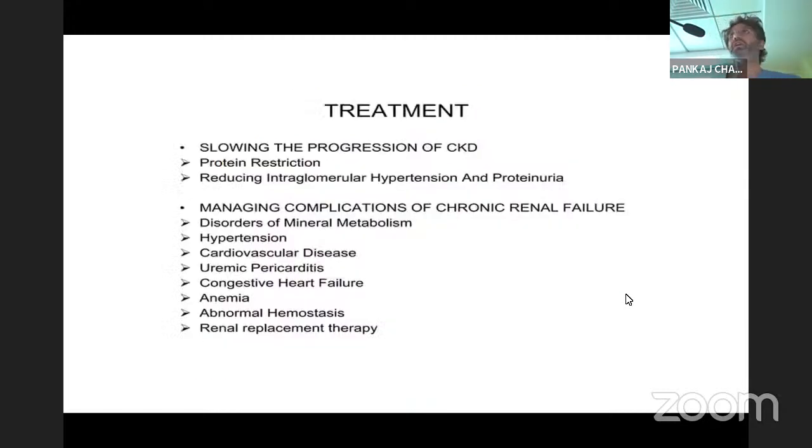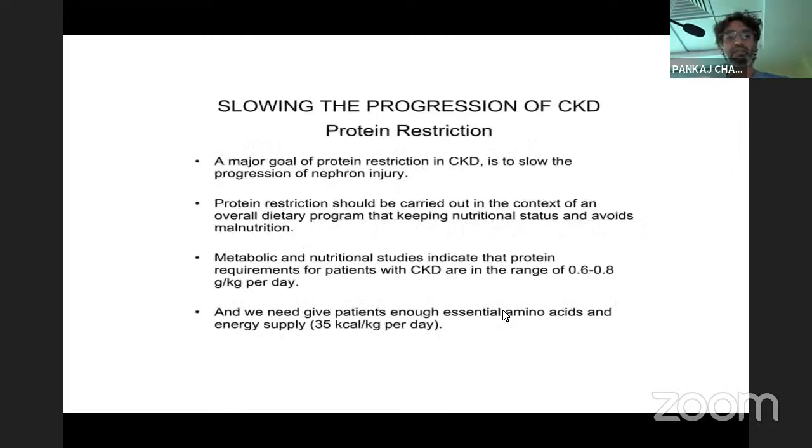Treatment includes slowing the progression of CKD by protein restriction to around 0.6 to 0.8 gram per kg body weight, reducing intraglomerular hypertension and proteinuria, and managing complications of chronic renal failure such as disorders of mineral metabolism, hypertension, cardiovascular diseases, uremic pericarditis, CHF, anemia, and associated abnormalities.